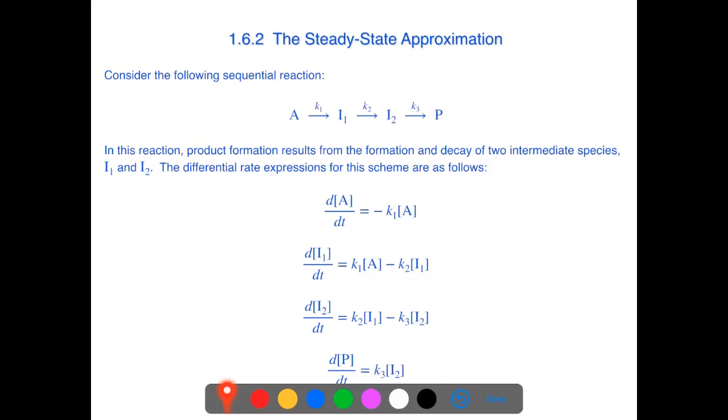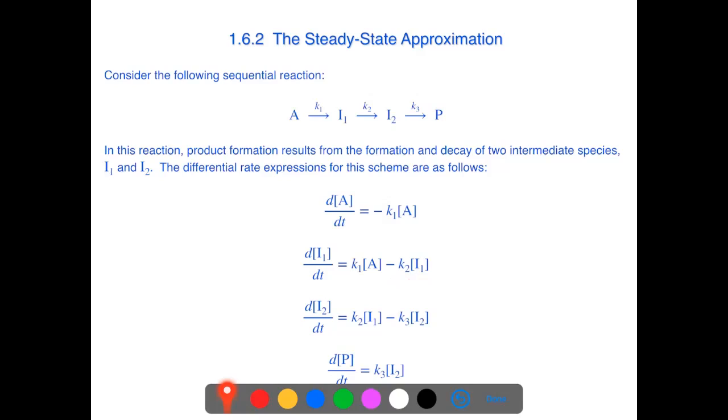So if we're to set up the differential rate expressions for the various components in this scheme, we would do so in the following manner. The rate of the formation of A, our reactant, will be equal to minus K1 times the concentration of A. The formation of intermediate 1 is dependent on the decay from A and also its own decay to I2. And so the formation of I1 is dependent upon plus K1 times the concentration of A minus K2 times the concentration of I1.